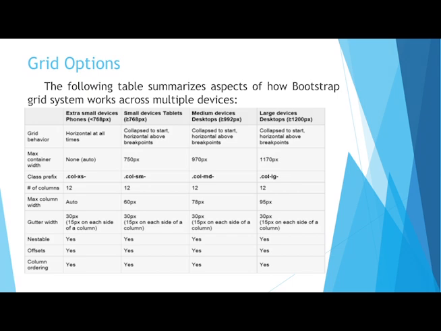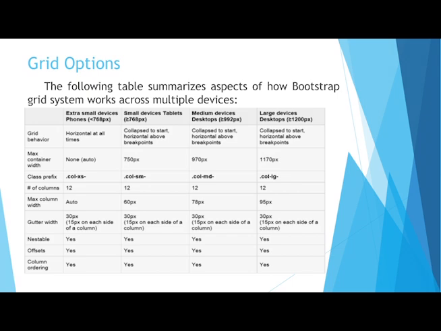You can see that they section things up based on what device will be viewing the web application. We have extra small devices like phones, small devices like tablets, medium devices such as desktops, and larger desktop devices. Then these are all sectioned off by grid behavior, max container width, class prefix, number of columns, max column width, gutter width, nestable, offsets, and column ordering.